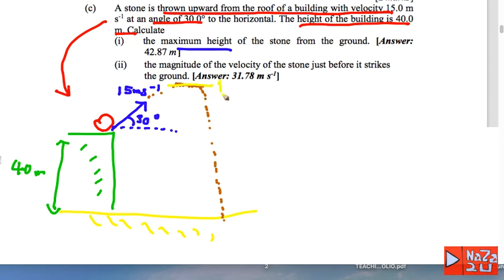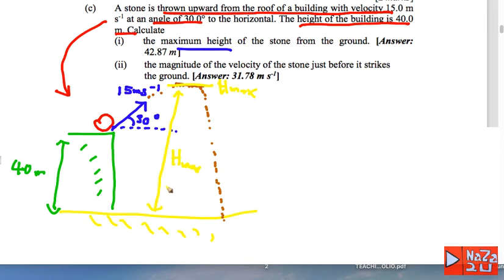So this is h, or maximum height. So the maximum height of the stone from the ground here. Now the question asks you to calculate the value of this H maximum from the top to the ground level.